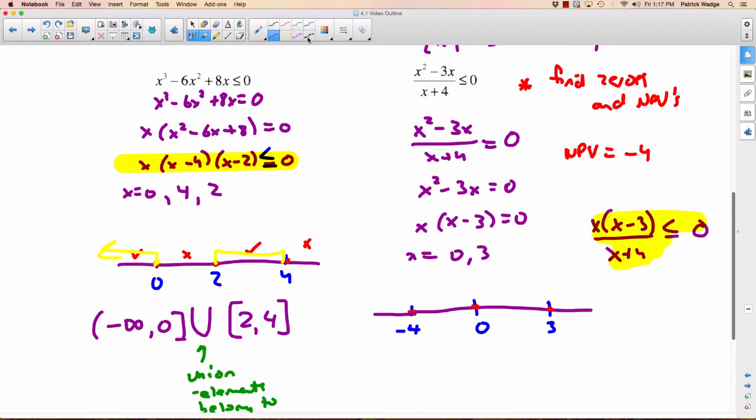So let's do that right now. And again, all you need to do is worry about positives and negatives. So something bigger than 3. Let's try 5. If I put 5 in here, I get positive. 5 minus 3 is positive, and 5 plus 4 is positive. So positive times a positive divided by a positive is definitely positive. Positives are not less than 0. This did not work. Okay, let's try between 0 and 3. I'll try 1. 1 is positive, 1 minus 3 is negative, 1 plus 4 is positive. Positive times a negative divided by a positive, it's all negative, and that works. We want it to be less than 0.